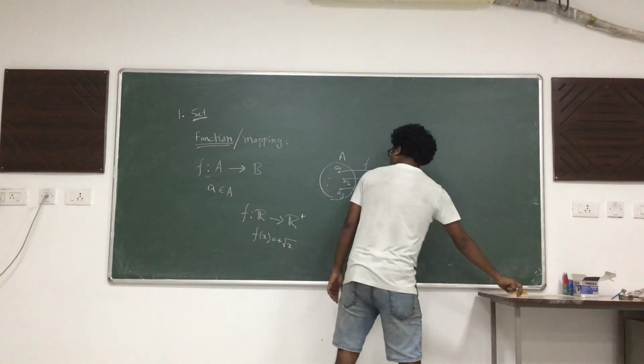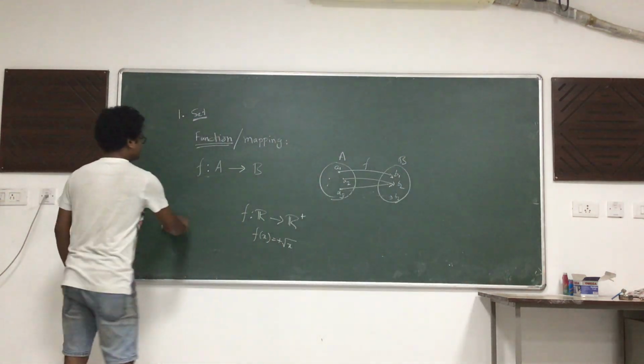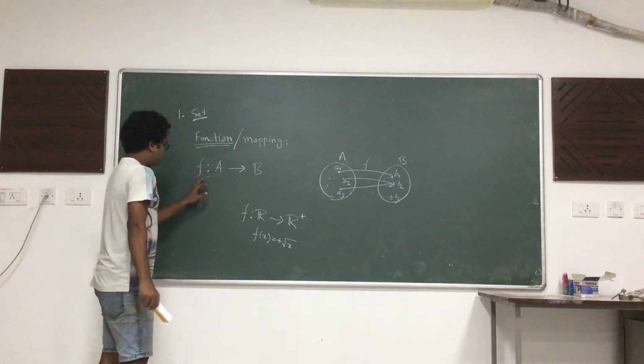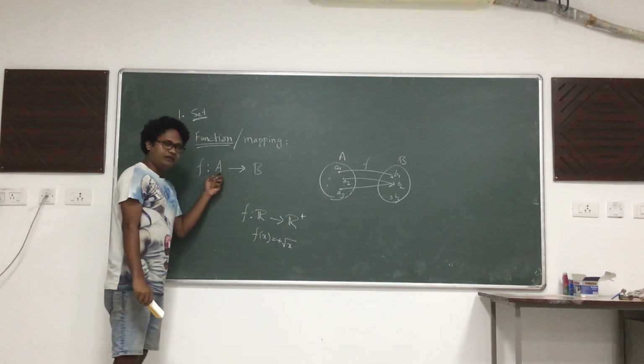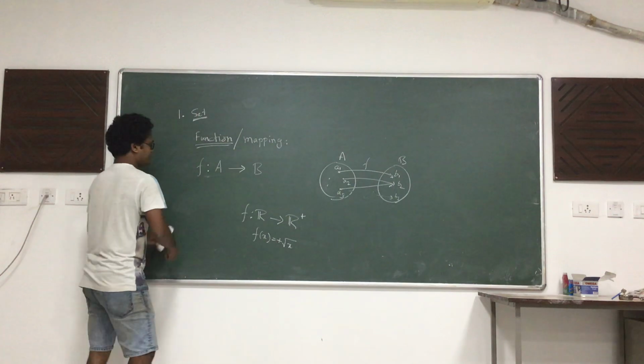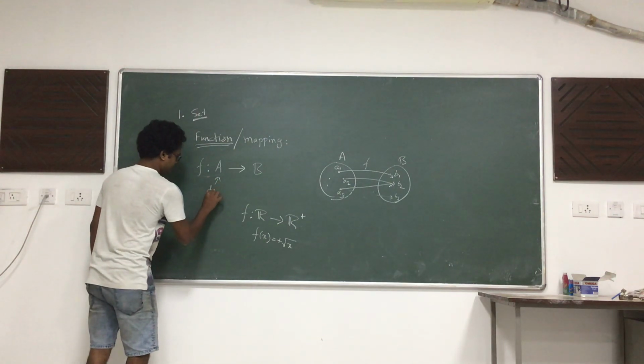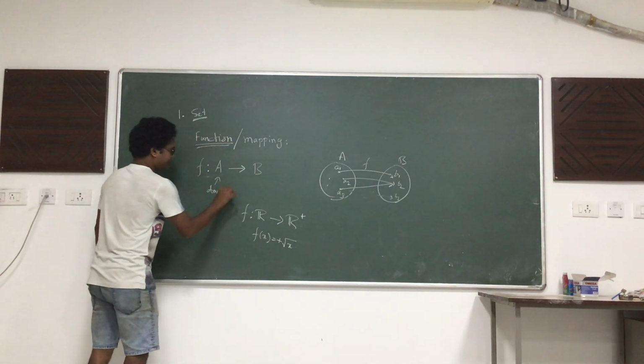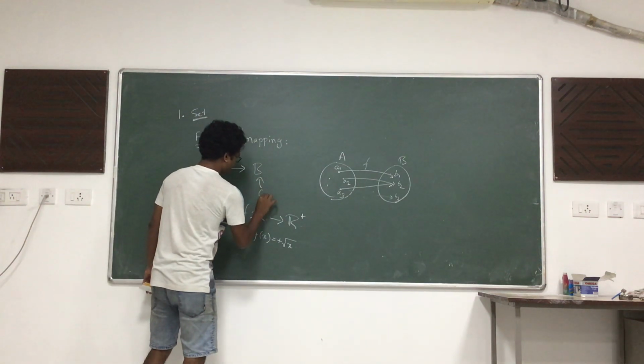So that's the thing. And if f is a mapping from A to B, A is called its domain and B is called the codomain.